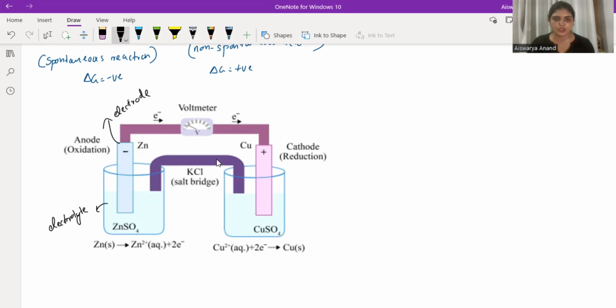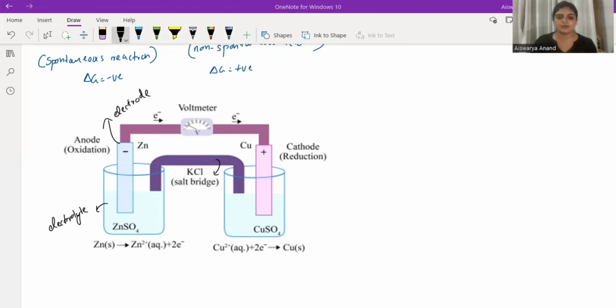And this might be a new term for you. This is called salt bridge. I'll discuss what exactly a salt bridge is. We'll discuss one by one what is happening over here. We have two half cells, one of CuSO4 and one of ZnSO4. So we have two metal rods dipped in a solution. Both rods are called electrodes, right? Now we have a small U-shaped tube in the middle that is called salt bridge.